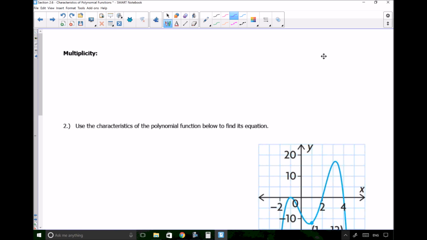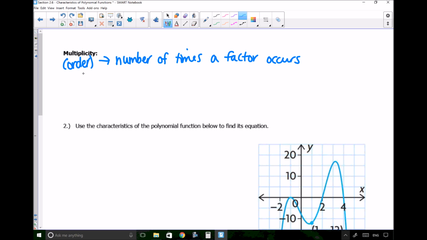Okay? All right, so let's get a quick definition down. Multiplicity, which is also known as the order, okay, is the number of times a factor occurs. Okay, and one quick thing that you need to understand, well, first of all, let me give you an example. So if I have f of x equals (x - 5) to the power of 4 times (x - 2) to the power of 3, this has a multiplicity of 4, and this has a multiplicity of 3.